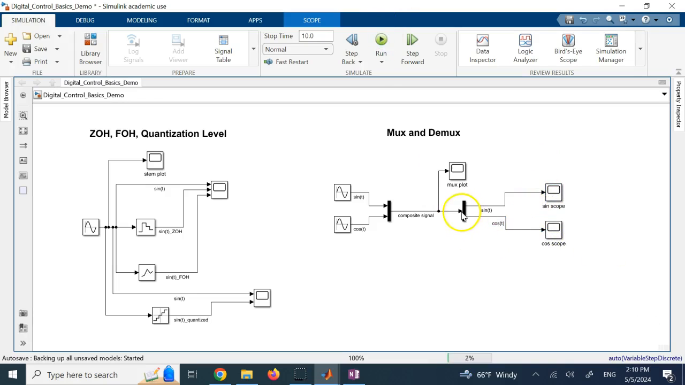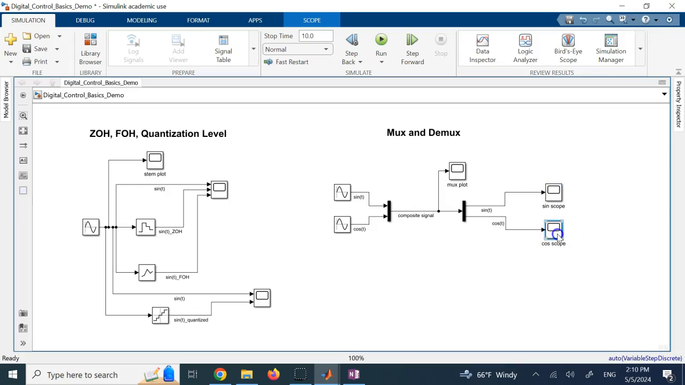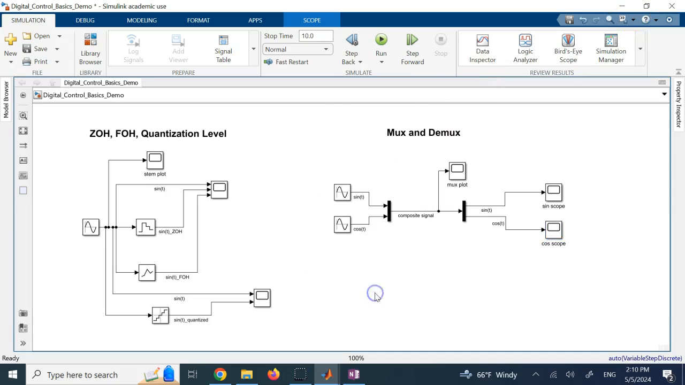So this one that breaks down the composite signal into the components, the elements of it, is called demux or demultiplexer. And here I just showed you the mux, but the mux is kind of similar structure. Okay, if you use MATLAB and Simulink, you definitely know about mux and demux.